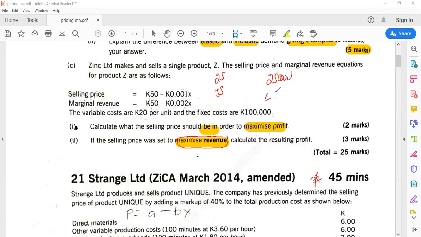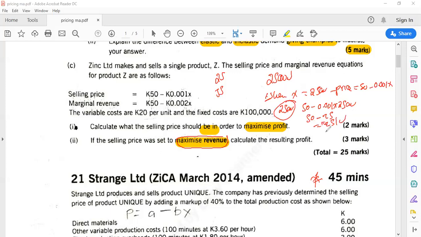So we say when quantity is 25, which is when X is equal to 25,000 units, price is equal to 50 minus 0.001x. You see? Yes, so here X is 25,000, of course. So now you're going to get the pricing. You say 50 minus 0.001 multiplied by 25,000. How much are you going to find? You're going to find 50 minus 25, which will eventually give you 25 kwacha per unit. That is the price we are going to use.